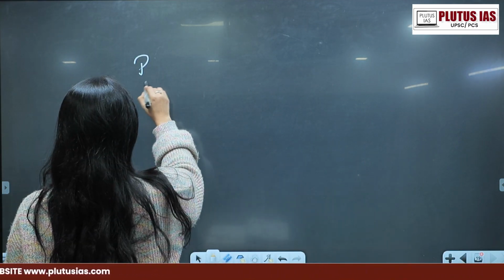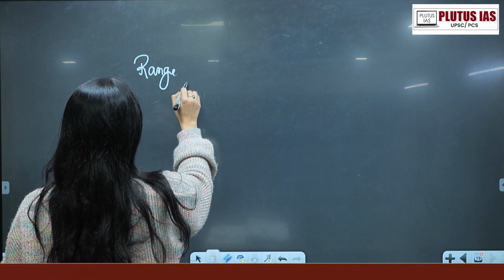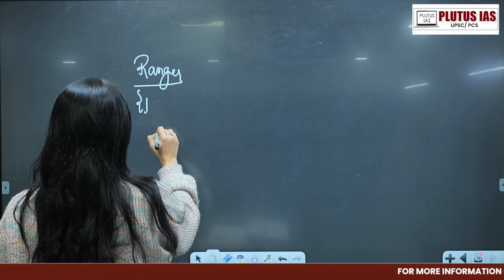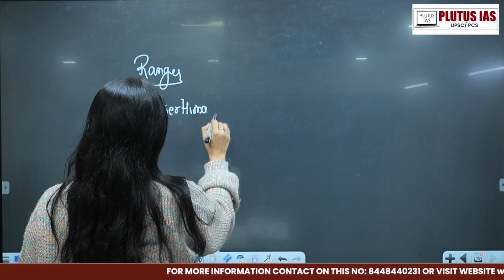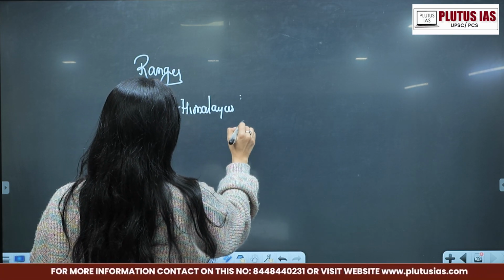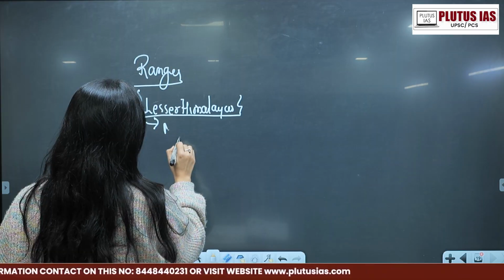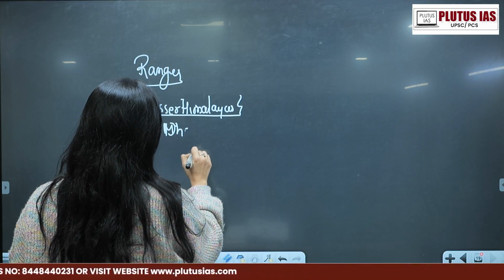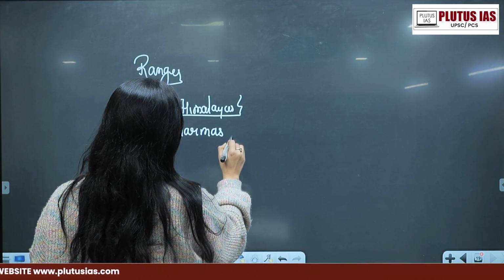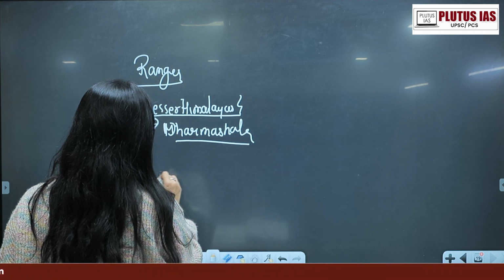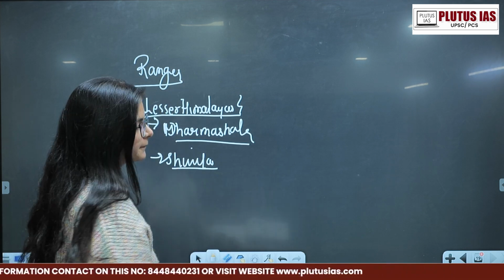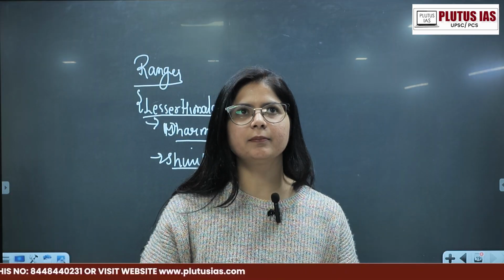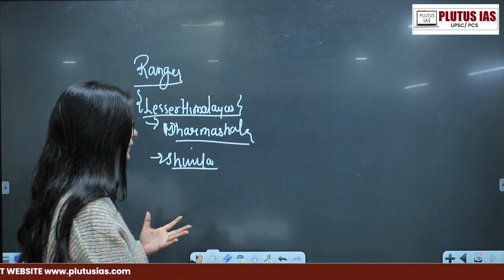Next are the ranges. We have already talked about the lesser Himalayas. I have said that there are two very prominent ranges in this. And with respect to tourist places, you can remember that Dharamshala, Mussoorie, Shimla are important places, right? Next, we can talk about the dunes, right?